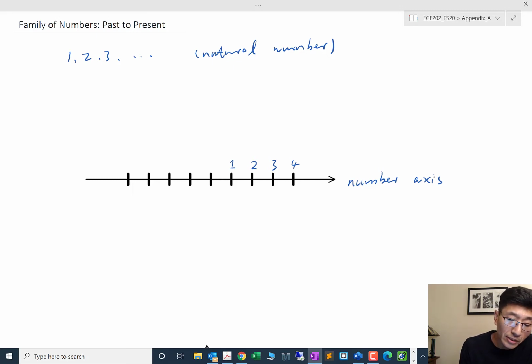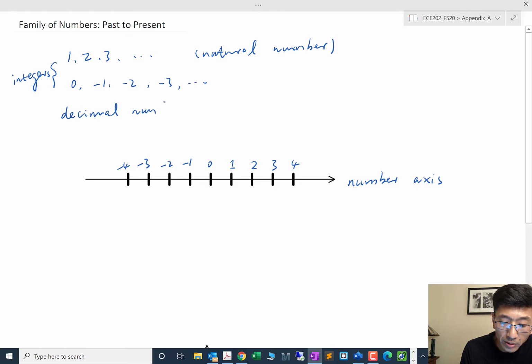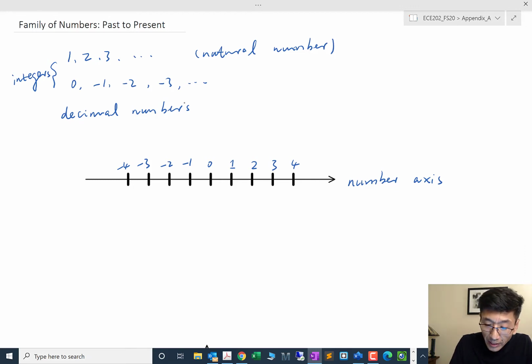And later, we just add a 0 to this. Also, we count -1, -2, and we have negative numbers, right? So in that case, we have 0, -1, -2, -3, -4. Together, these become the integers. The integers are the numbers that sometimes we call the whole numbers, right? So this could be positive or negative or 0. And then later, we added these decimals. The decimal numbers are the numbers sitting in between these integers, so they could be anywhere on the axis.